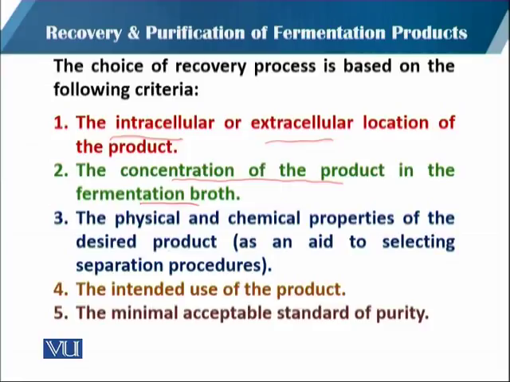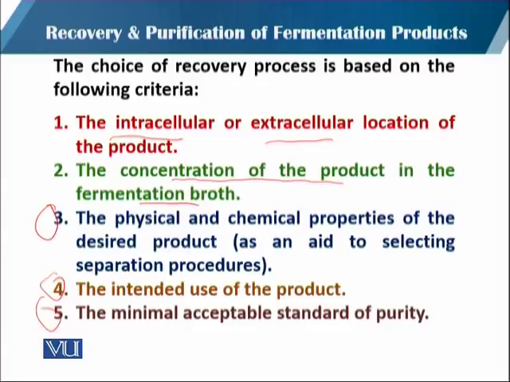of the product. And the third one is the physical and chemical properties of the desired product as an aid to select the separation procedure, because if we know the chemical and physical nature of the product, then we can proceed further with the separation techniques. And the fourth is the intended use of the product. So what is the use of that product? Either it is used in a food product, or in some human use, or in some pharmaceutical products, depending upon where that product has to be used.